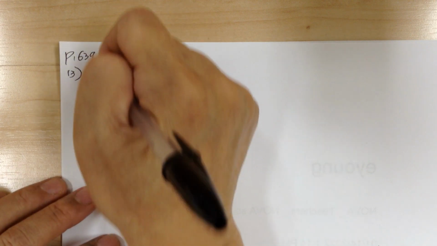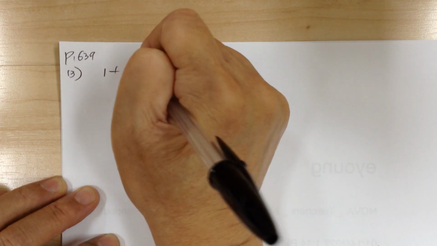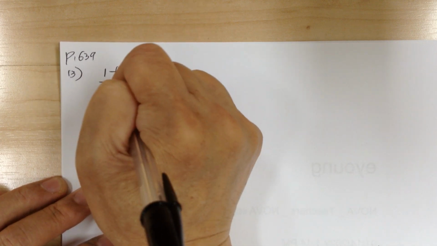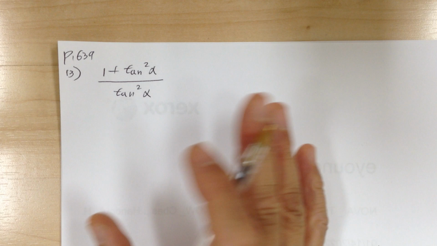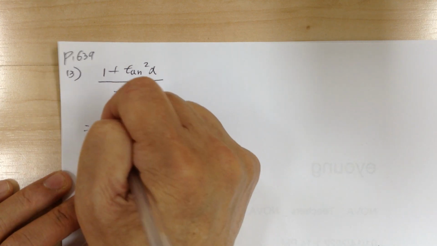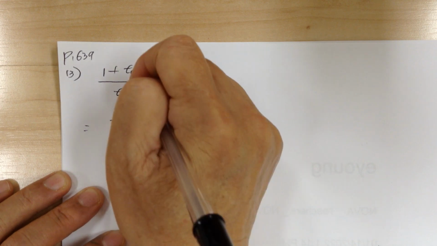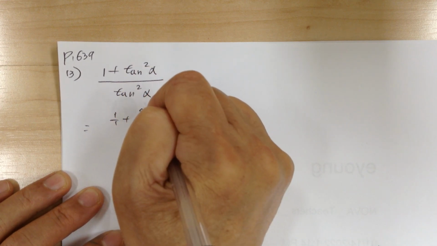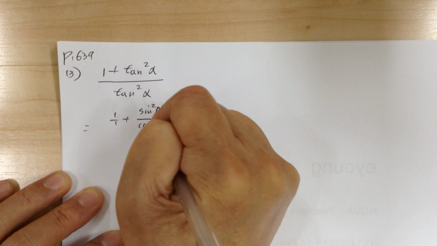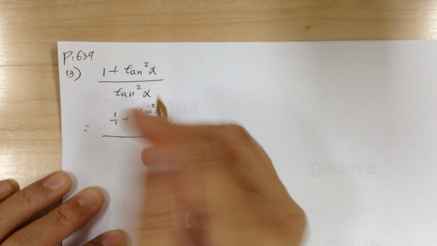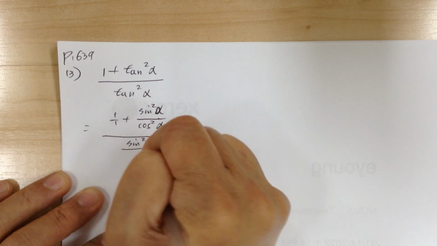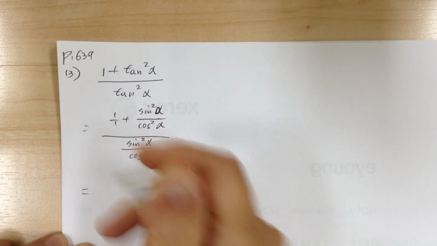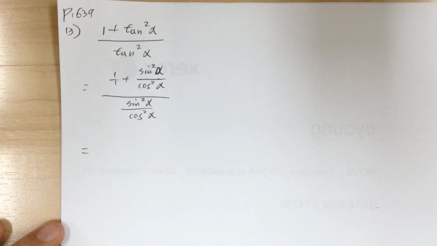Number 13. 1 plus tangent square alpha over tangent square alpha. Again, if you're not sure about the identity, just go ahead and make everything sine and cosine when you're simplifying. So tangent is equal to sine over cosine, and I make the 1 as 1 over 1. And tangent square is sine square alpha over cosine square alpha.